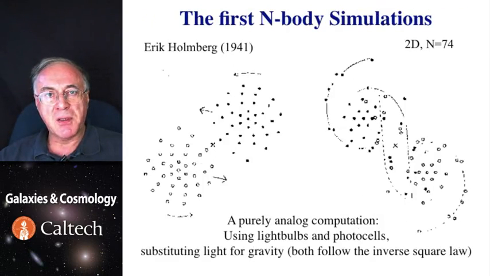The first astrophysical simulation using n-bodies interacting gravitationally was done as early as in 1941, and not using a computer, or rather an analog computer, by Erich Holmberg. What he did is he used light bulbs and photocells, and since the intensity of the light decreases in the same proportion as gravity, an inverse square law, he could then measure relative acceleration from each point to each other point, compute the net accelerations, move the points, and then repeat the whole thing. A very tedious way to do it.